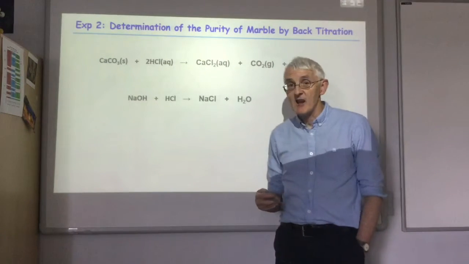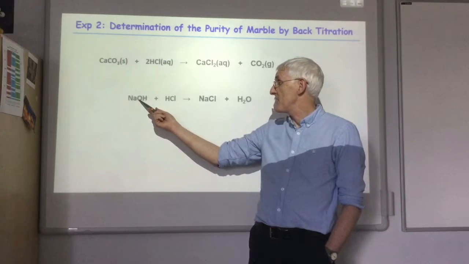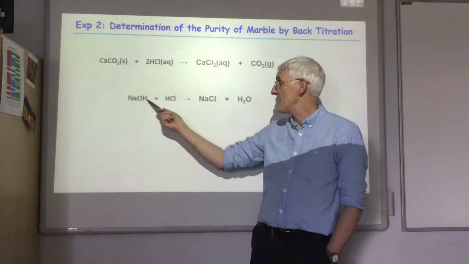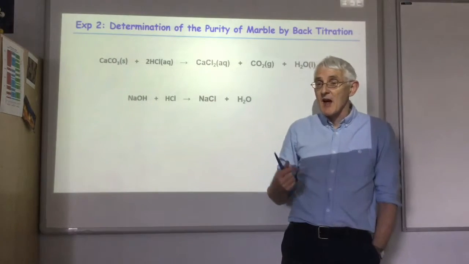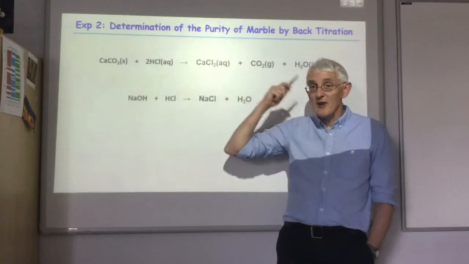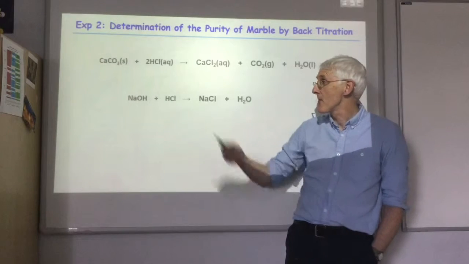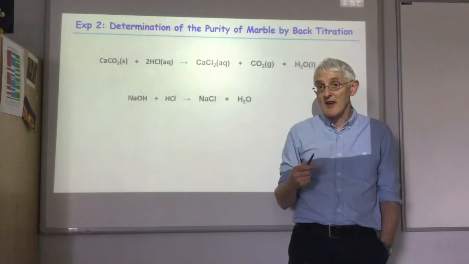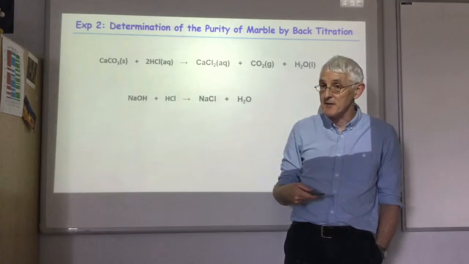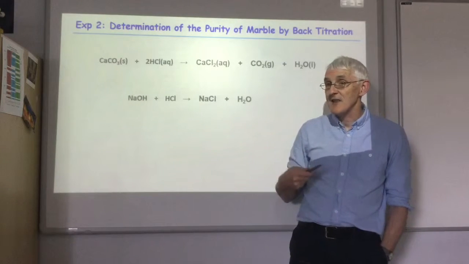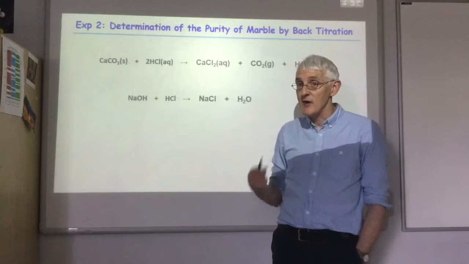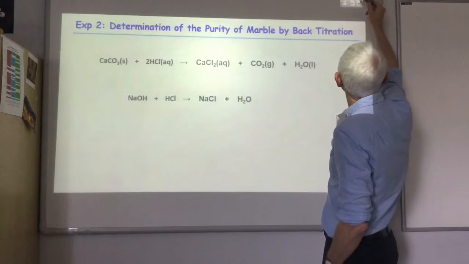The equation for that reaction is quite simple. The sodium hydroxide and the hydrochloric acid react in a 1-to-1 ratio. So, we know how much hydrochloric acid we started with. We know how much hydrochloric acid was left at the end of the experiment. So the difference between those two numbers gives us the amount of hydrochloric acid that reacted with the calcium carbonate.